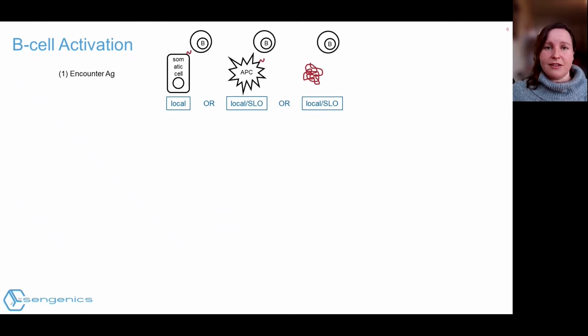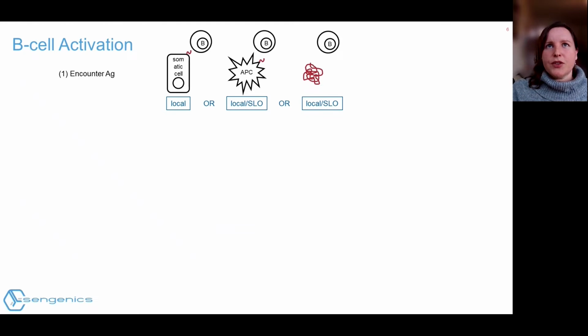Unlike adaptive T cells, which are limited to recognizing proteinaceous antigens which are presented in a very specific context, B cells are quite happy to recognize antigens in almost any way. They can recognize antigens presented by any type of body cell. They can also recognize antigens presented by antigen-presenting cells, or they can recognize the antigen just in its normal natural conformation.